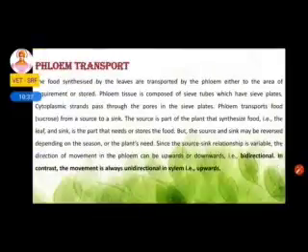The next one is phloem transport. You all know phloem will carry food materials from the source, that is from the leaf, to the other parts of the plant. So now we shall see about phloem transportation. Phloem is made up of sieve tubes and sieve plates, and cytoplasmic strands pass through the pores of the sieve plates. Phloem transports food. Food is in the form of sucrose from the source to the sink.